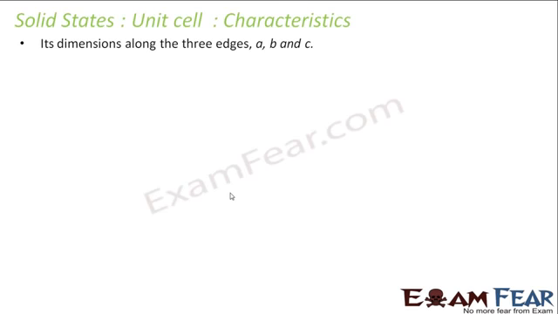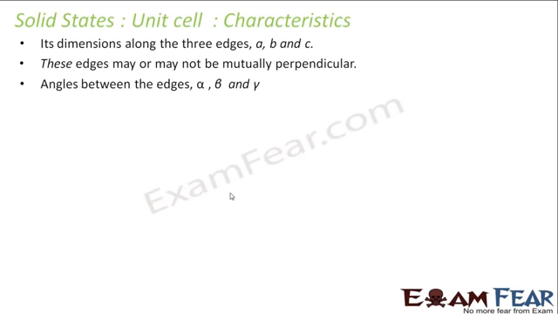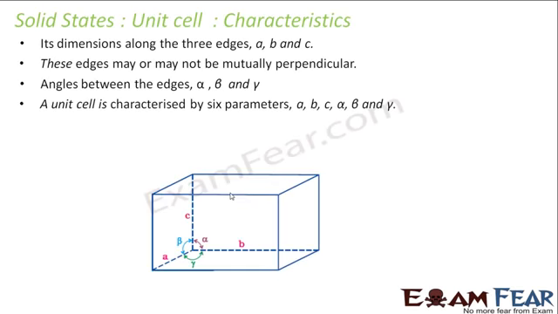Now let's understand some characteristics of unit cells. It has three dimensions, and it has three edges, A, B, C, and these edges may or may not be perpendicular. And the angles between the edges are alpha, beta, and gamma. So if you see, this is my unit cell. It will normally have a cube, cuboid or hexagonal shape, a three-dimensional shape. It has three edges, A, B, and C. These edges may be equal, may not be equal, may be perpendicular, may not be perpendicular, right? And the angles are alpha, beta, gamma.